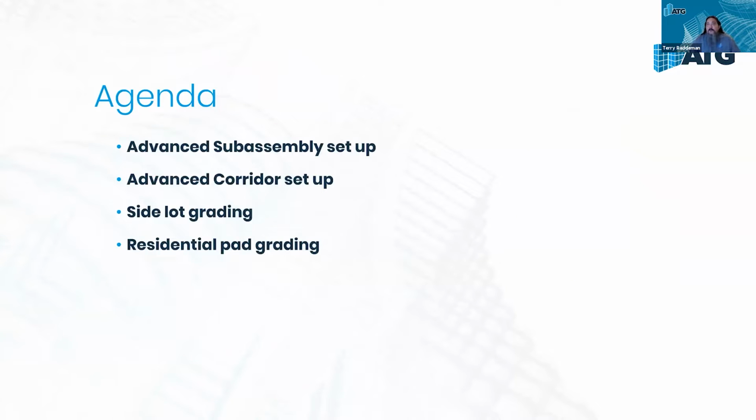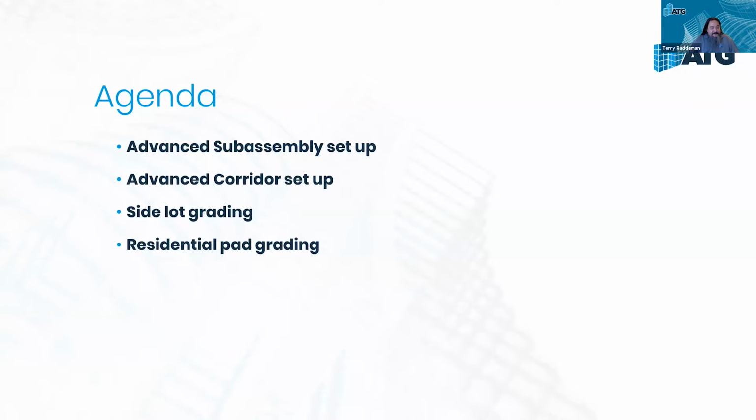So today's agenda, we're going to focus on a couple topics here. We're going to go through and discuss and set up some advanced subassemblies and our corridors. We're going to set up our corridors, an efficient way to grade residential projects. When we talk about roadway design, it is using corridors. So that's the approach we're going to take.